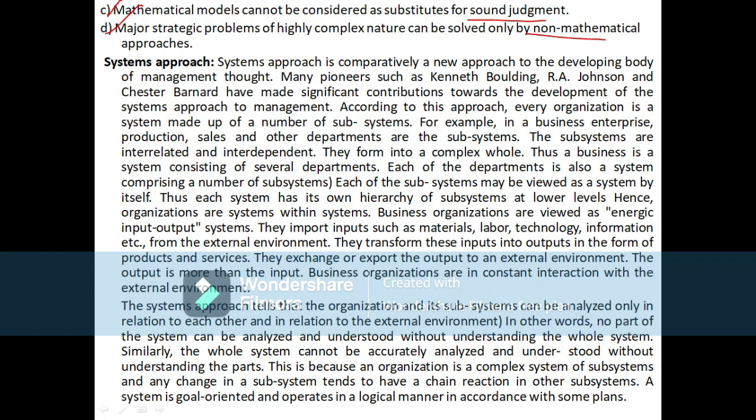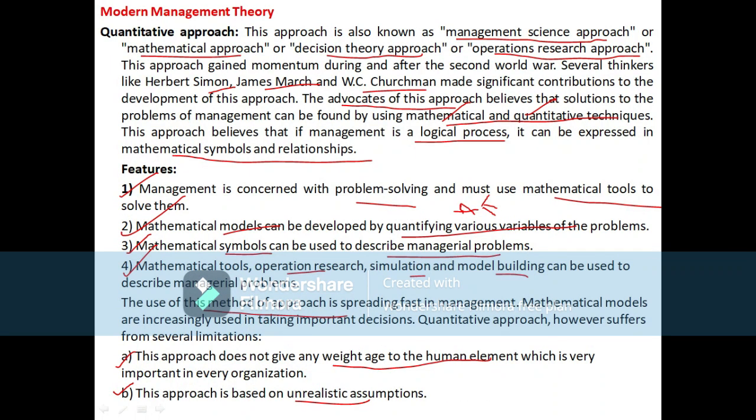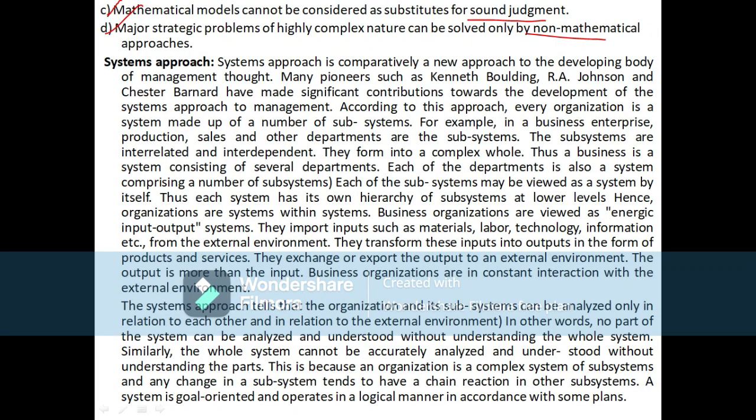Now coming to the systems approach. This is the second thing. Under modern management theory, the quantitative approach is the first aspect. Then we are going to study the second aspect, which is nothing but systems theory or systems approach. What does systems approach mean? We can say that systems approach is comparatively a new approach to the developing body of management thought.